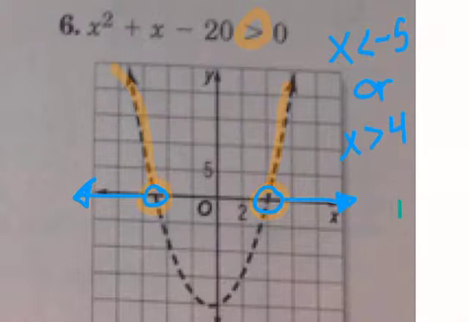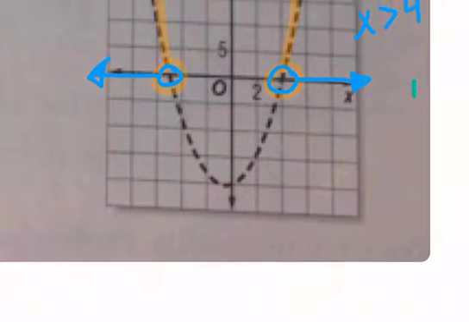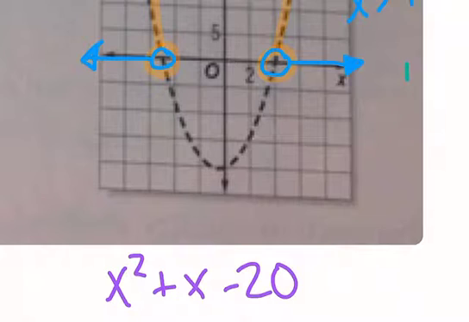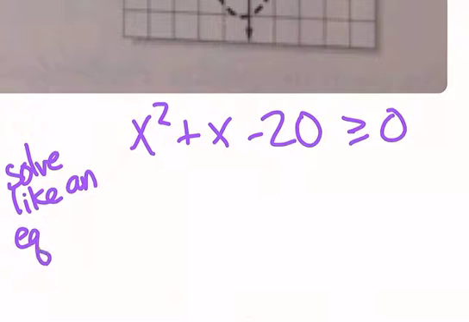Okay, what I also want to do is go through how we would solve this. So keep in mind where we have all of that blue, we're going to work on this in red here. It said x squared plus x minus 20. When is that greater than or equal to 0? So the big idea of solving an inequality is to solve it like an equation. So I'm going to write it as an equation.